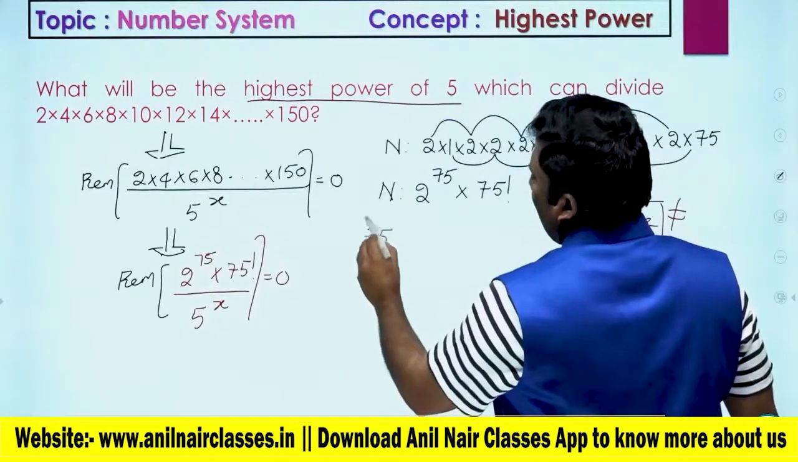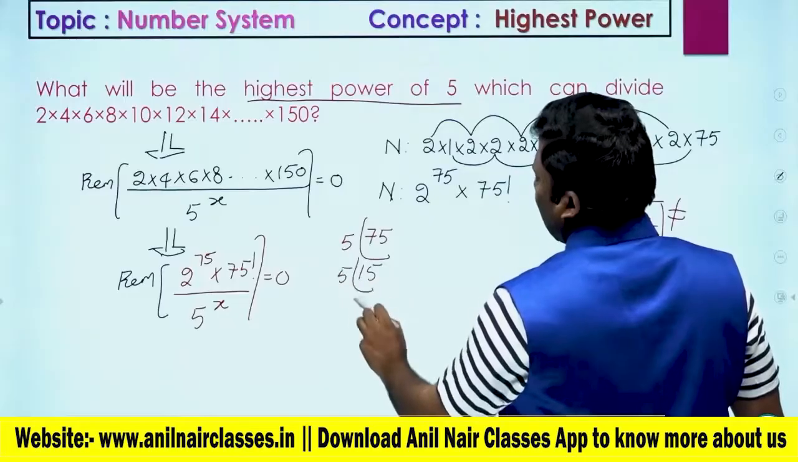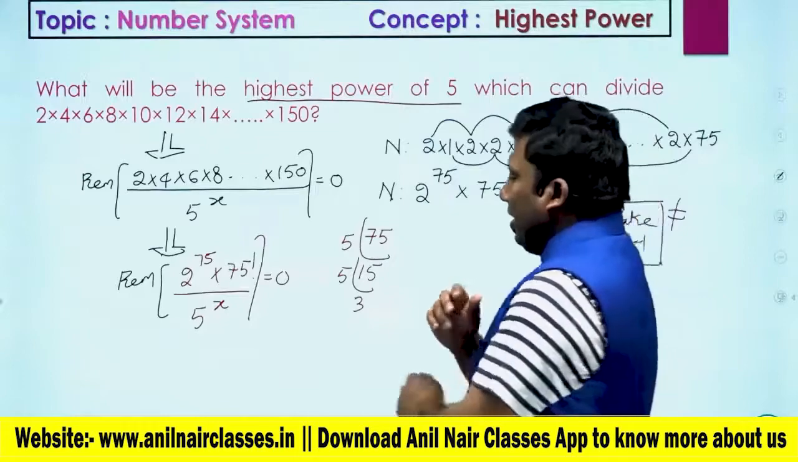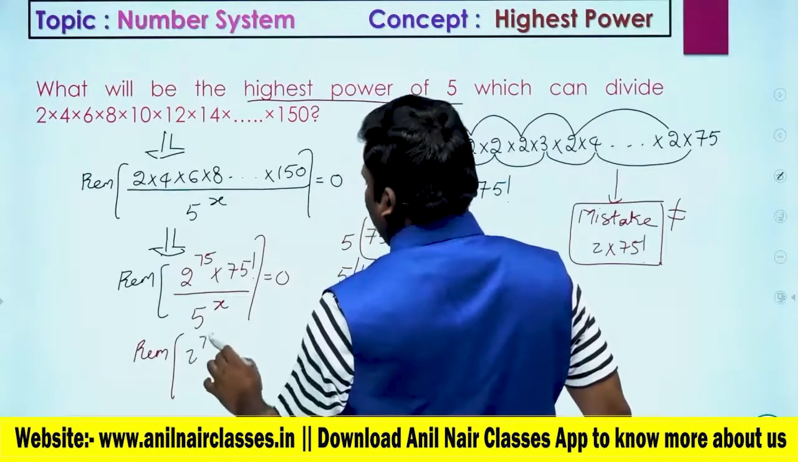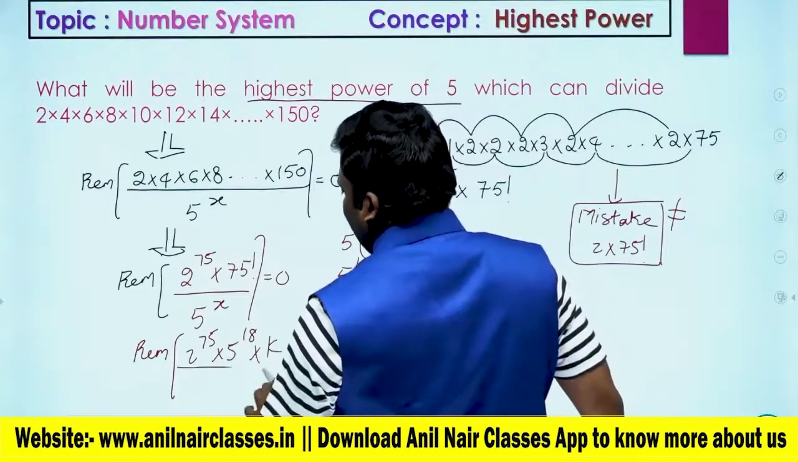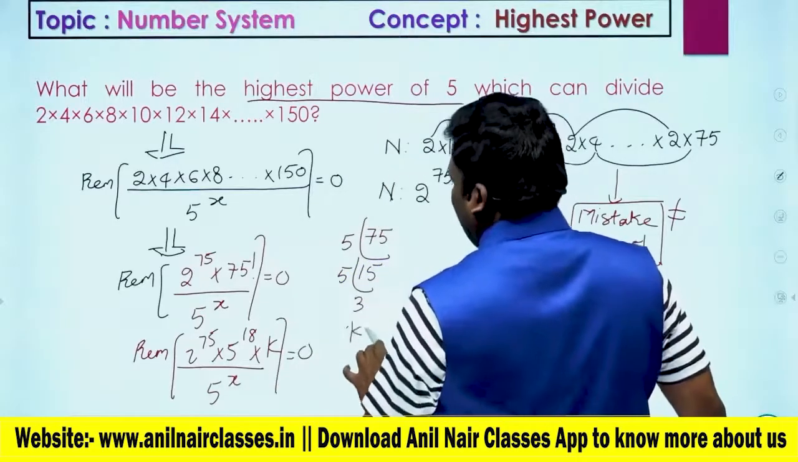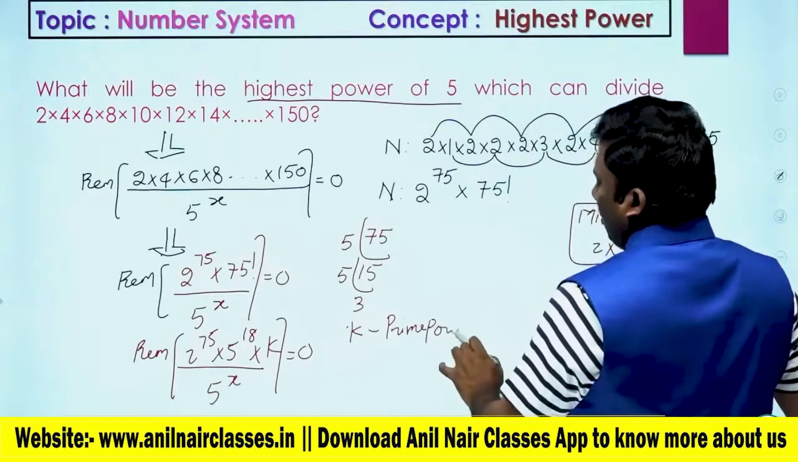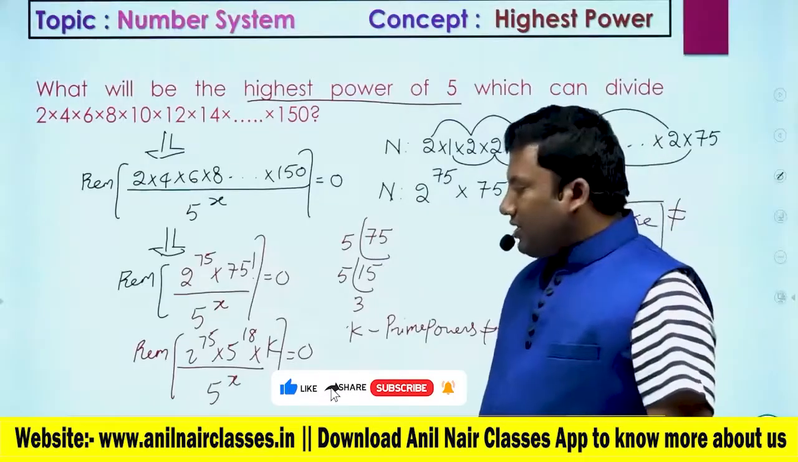In 75 factorial, what is the highest power of 5? 5 15s are 75 and 5 3s are 15. So the highest power of 5 in 75 factorial will be 15 plus 3, which is 18. So 5 power 18 into k, divided by 5 power x, should leave remainder 0. What is k? K is the prime powers other than 5.